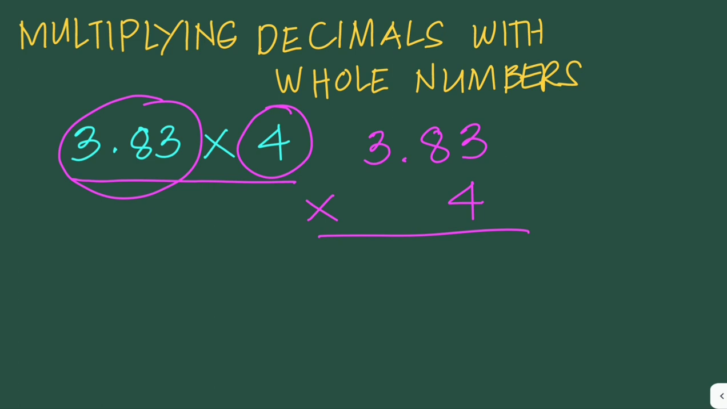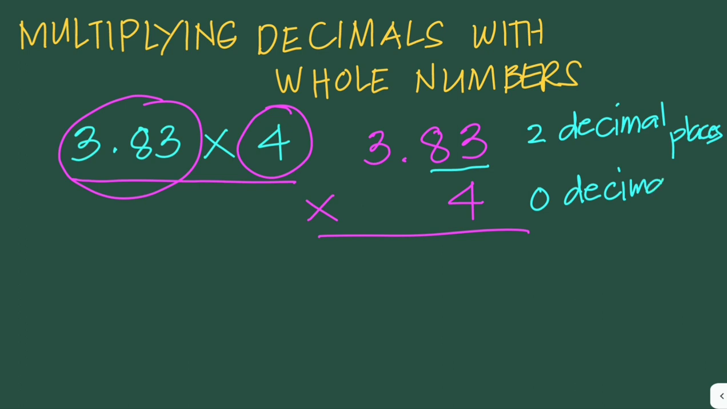First, we ignore the decimal point and then just simply multiply the two numbers normally. And then after multiplying the two numbers, we just count the number of decimal places in the decimal number. So the decimal number here is 3.83, and it has two decimal places. And of course, the whole number has 0 decimal places.